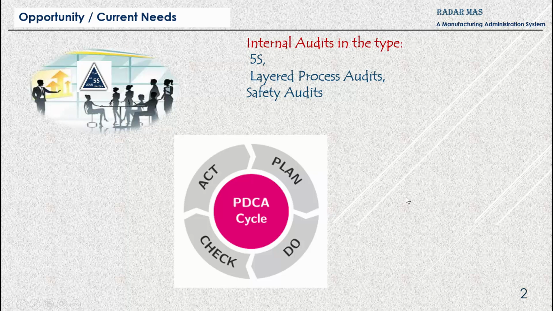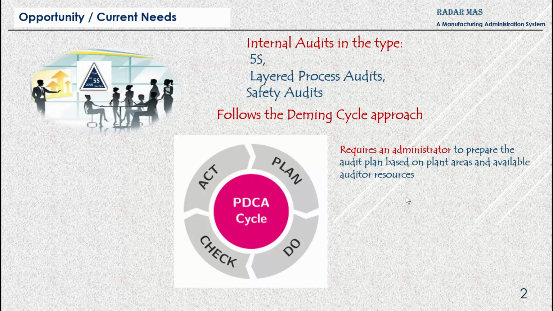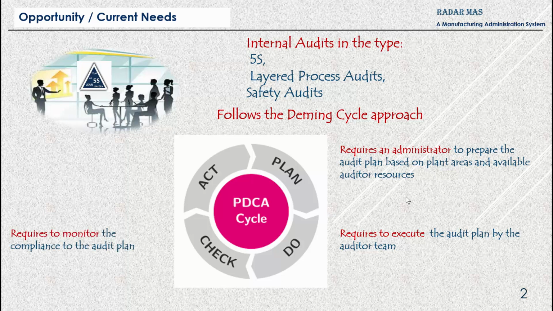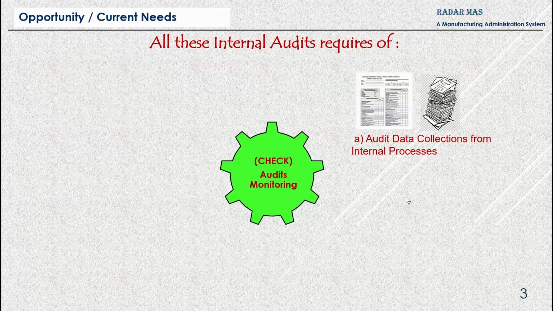The internal audits, in the type of 5S, layered audits, process audits, or safety audits, follow the planning cycle approach. It requires an administrator to prepare the audit plan based on the planned areas and available auditor resources. It requires the auditor team to execute the audit plan, and it requires monitoring the compliance to the audit plan and the closure of opportunities found during the audit by the auditor team.